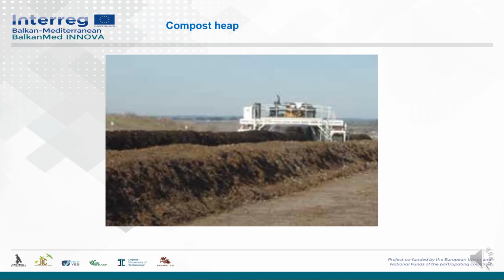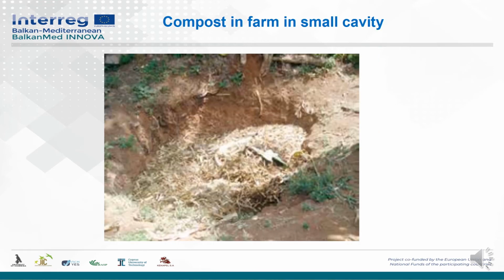Here you have a photo which shows a place where compost is being produced, exactly a compost heap. Another photo is of a compost which is being made, or is going to be made, on a small farm, which in this case is benefiting from a cavity or a hole in the soil.